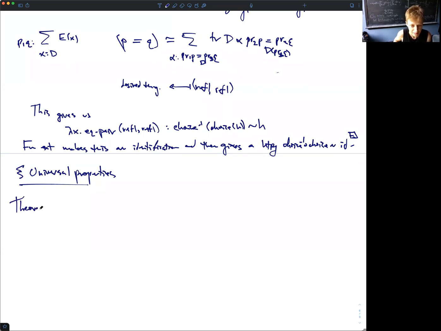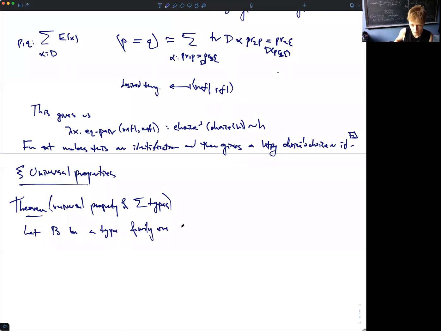So the first example I want to give is the universal property of sigma types. And this can be understood as a generalization of the motivating example that we discussed above. So hopefully this will look a little bit familiar. It's a generalization where things are kind of maximally dependent on one another. So let B be a type family over A, and let C be a type family over the sigma type.